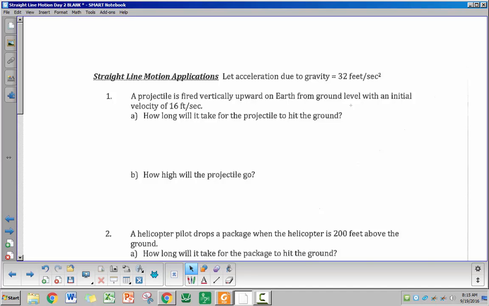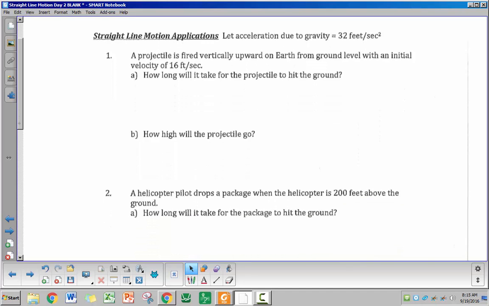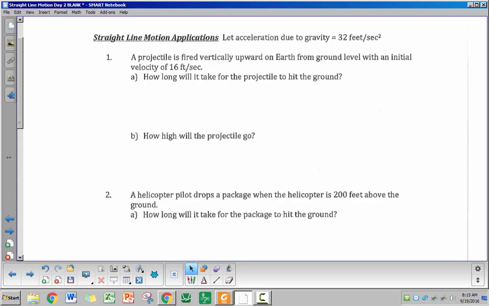Let's work some problems. Now, they're telling us that g is 32 feet per second squared. Well, obviously it's negative, right? Because it's working downward. A projectile is fired vertically upward on Earth from ground level with an initial velocity of 16 feet per second. How long will it take for the projectile to hit the ground? Well, the first thing we need is an equation, right?